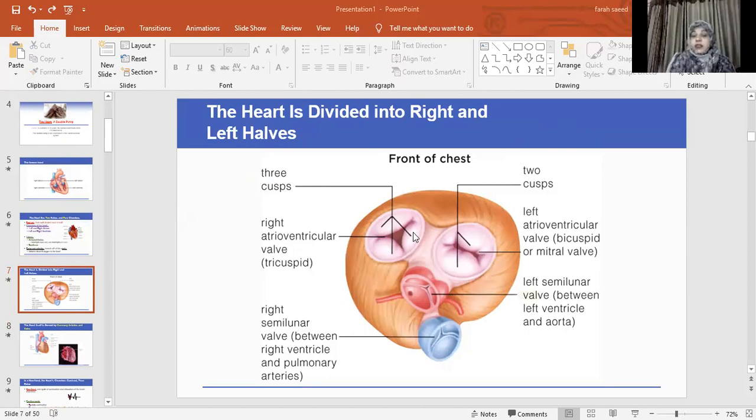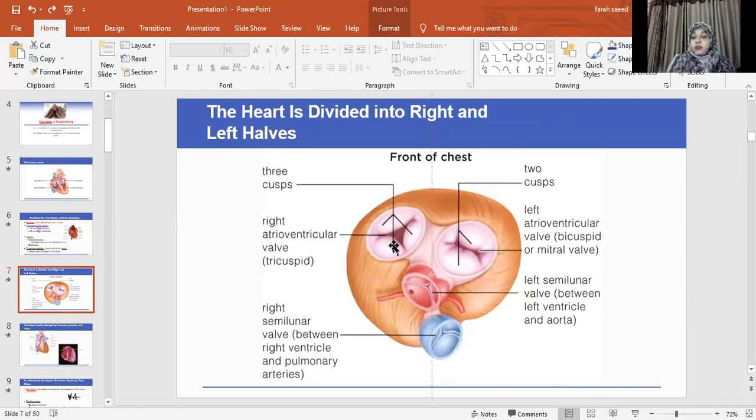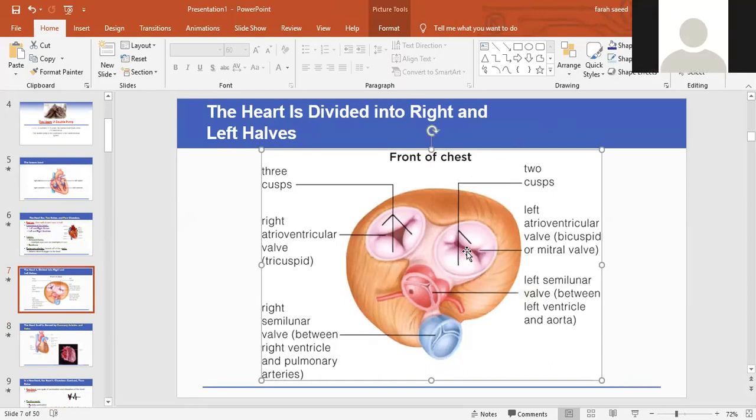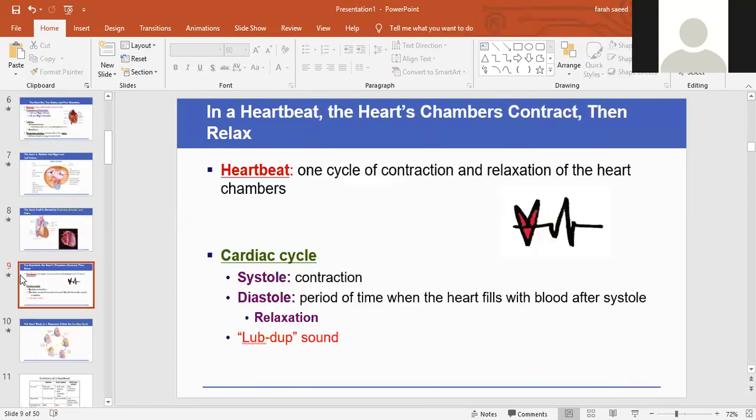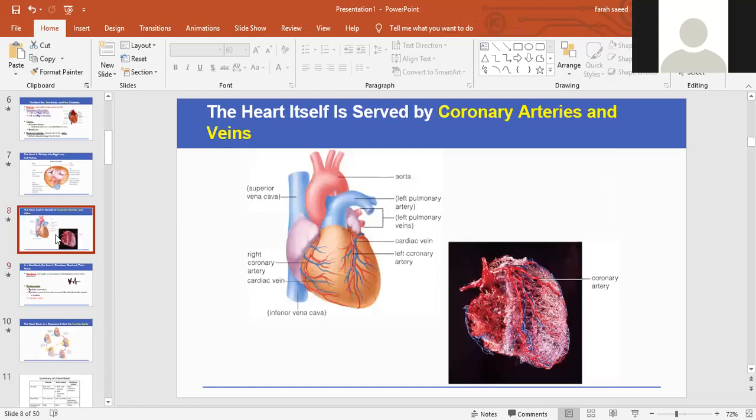These three cuts are responsible for providing these three cusps, meaning tricuspid. This one has only one slit, because of which it has only two portions, so it is a bicuspid valve.